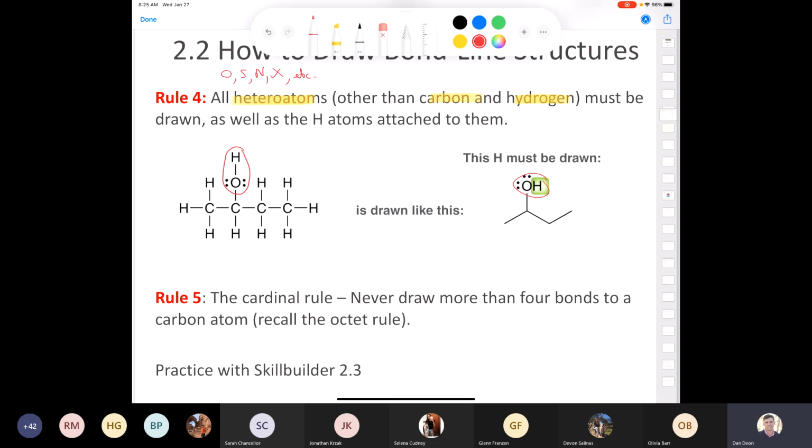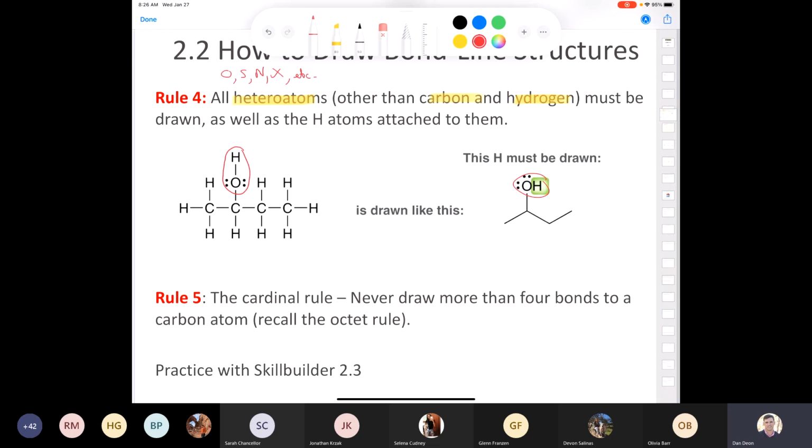Another one is another cardinal rule. It says never draw more than 4 bonds to a carbon atom. A carbon cannot exceed the octet rule. Yes, there are atoms in the periodic table that can exceed an octet. However, those are atoms that come from the 3rd period and beyond. And carbon is in the 2nd period of the periodic table.